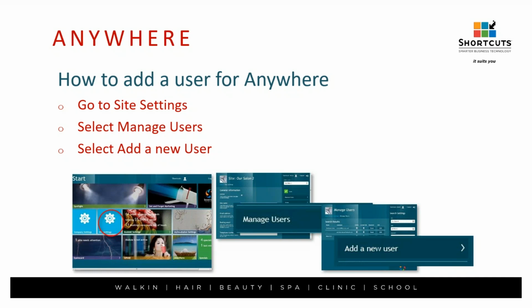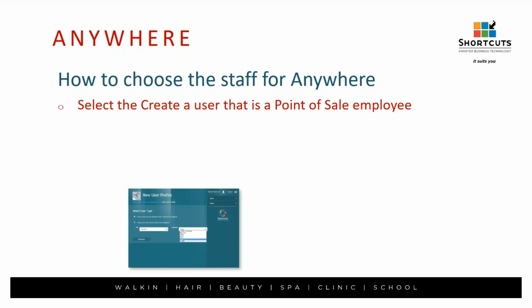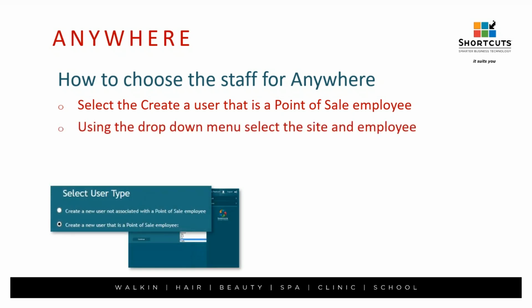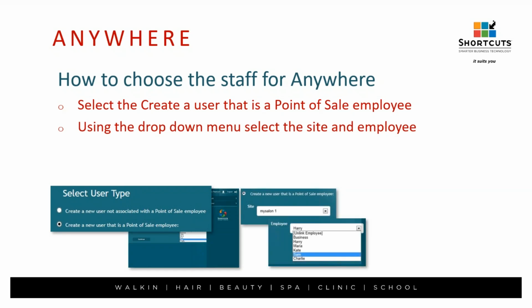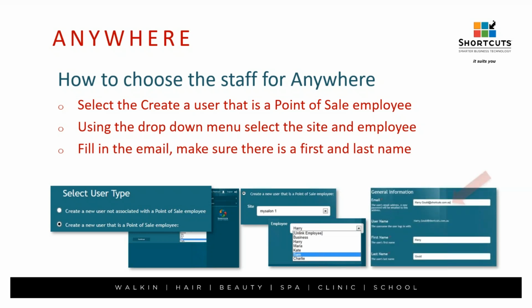Once you're on the user window, you're going to be presented with two options. So the first option is create an employee that is not a point of sale employee, or create someone that is a point of sale employee. Always choose the second option because we want the console to talk to your Shortcuts point of sale and look for the list of all the employees that you have. Whether they're a stylist, whether they're a receptionist, anybody that's in Shortcuts should be on the list.